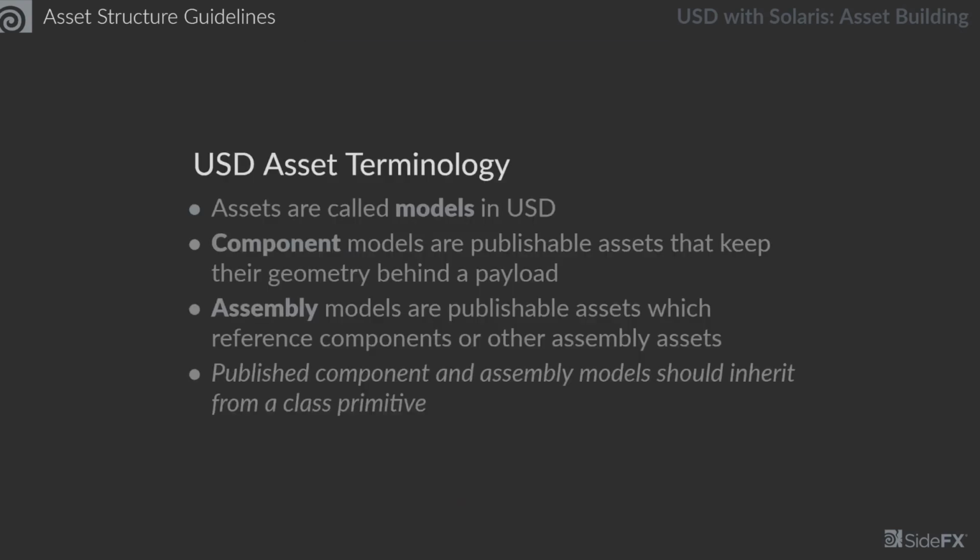So let's just recap a little bit of terminology. Hopefully this is going to be mostly review for you, but just to make sure we're all on the same page. So assets are called models in USD. That's one thing to keep in mind. The component models are these publishable assets, and they keep their geometry behind a payload, which means that they can be loaded or unloaded in the viewport. So that's a really helpful thing if you've got really complex scenes or a lot of geometry in your models.